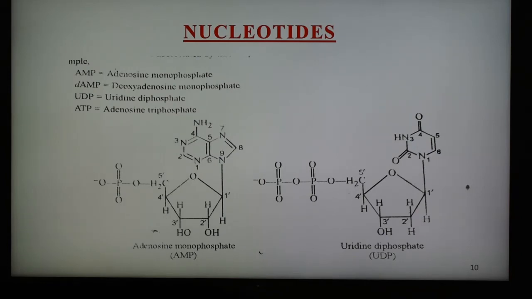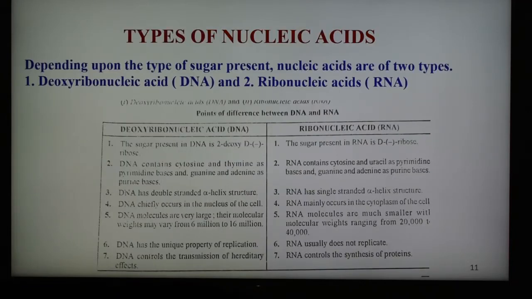After that we are going to see what the types of nucleic acid are. As we know, depending upon the type of sugar present, nucleic acids are of two types. One is deoxyribonucleic acid and the second is ribonucleic acid. In short, they are known as DNA and RNA. So what is meant by DNA? The differences between these two are shown here in some points. The first point shows that the sugar present in DNA is 2-deoxy-D-ribose. In case of RNA, the sugar present is D-ribose.